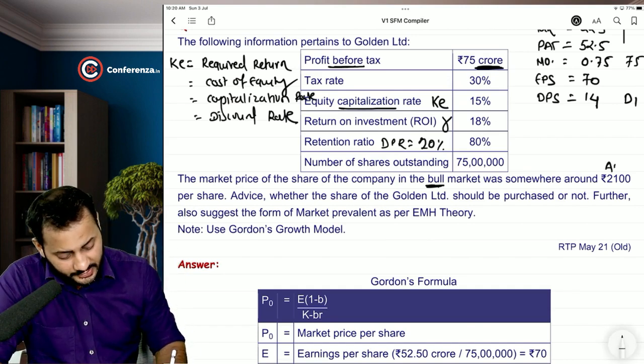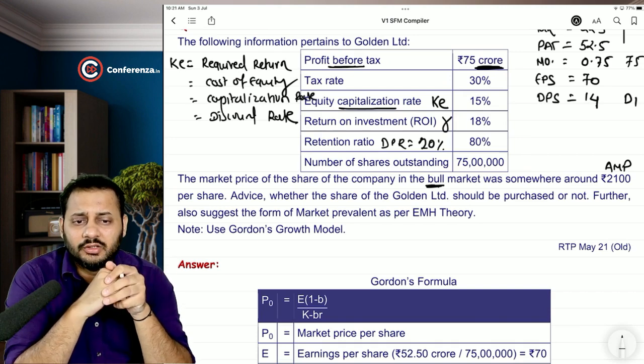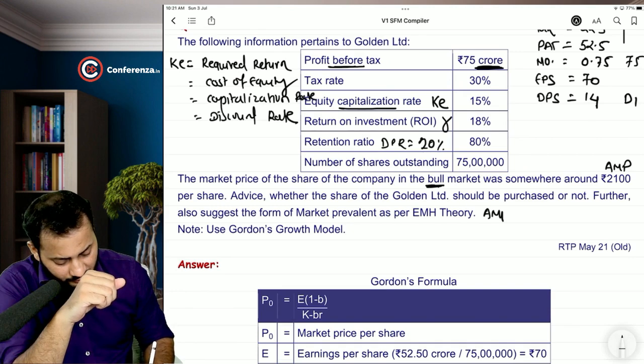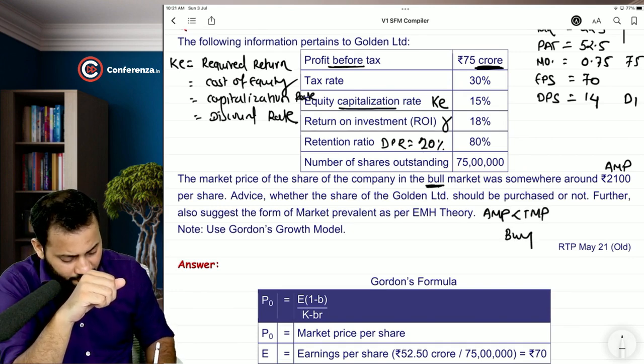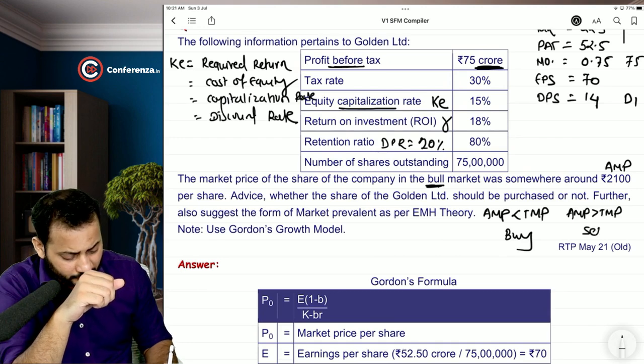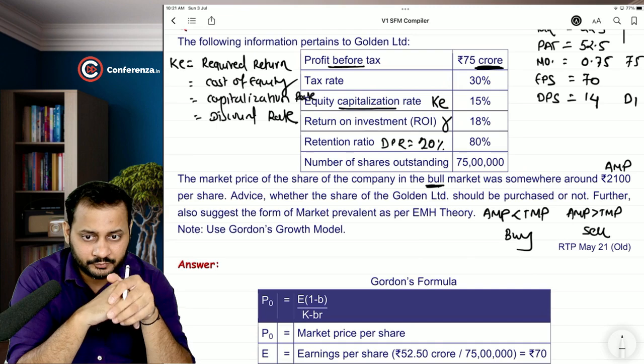Actual market price of the share is given to you. You tell me one thing. In which situation you will purchase the share? When actual market price will be lesser than theoretical market price, you will buy the share. But when actual market price seems to be greater than theoretical market price, you will not buy the share. Instead, if you have it, you will sell it.